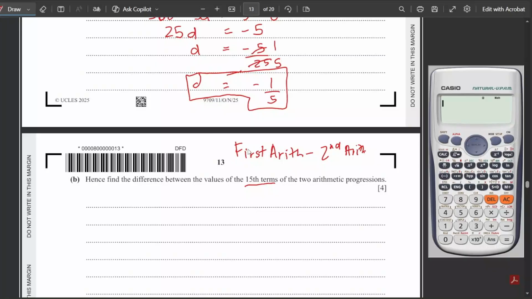And that's how you're going to get, and these are from the first arithmetic progression, you need the 15th term. And from the second arithmetic progression, you need the 15th term. So from both the arithmetic progressions, you take out the 15th term and then you subtract them, then you will have their difference. That's what difference means, you subtract both of those terms.